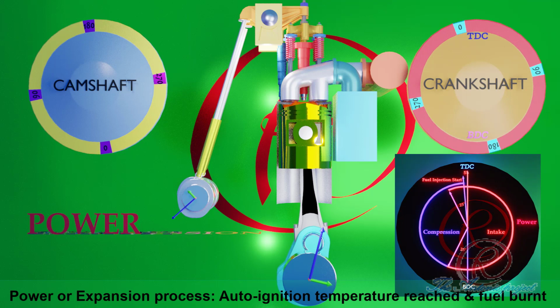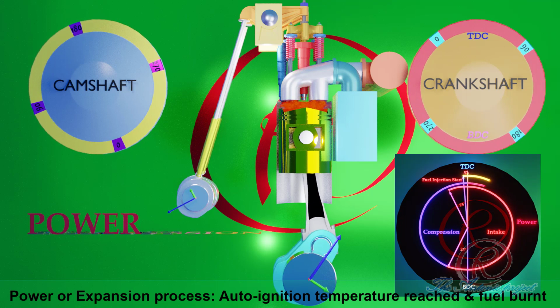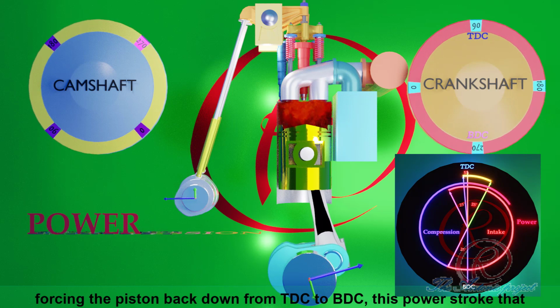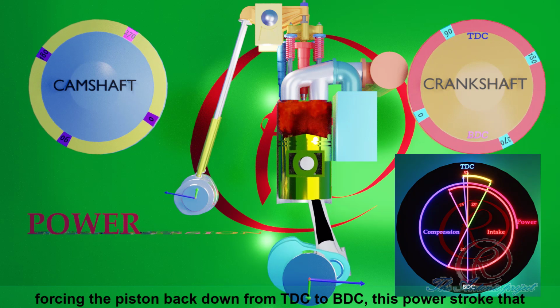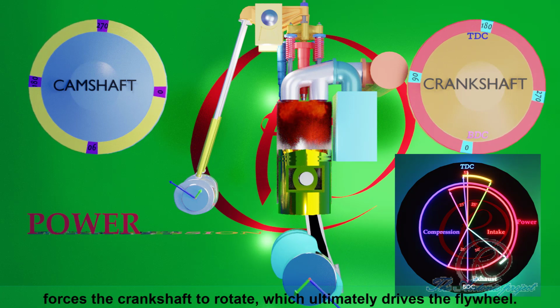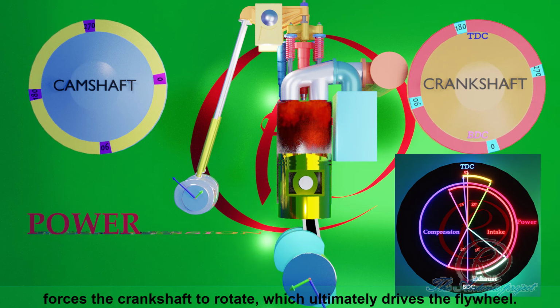Power or expansion process. Auto-ignition temperature is reached and fuel burns, forcing the piston back down from TDC to BDC. This power stroke then forces the crankshaft to rotate, which ultimately drives the flywheel.